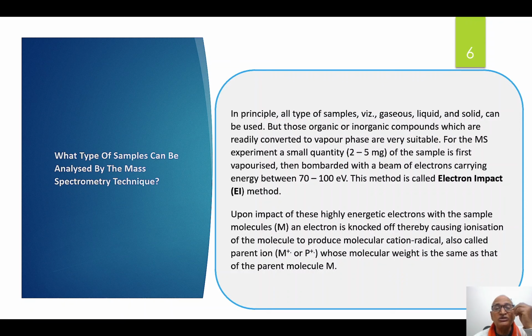The sample is first vaporized, then it is bombarded with a beam of electrons carrying energy between 70 to 100 electron volt. This method is called the electron impact method. Upon impact of these highly energetic electrons with the sample molecule, an electron is knocked off from the molecule, thereby causing ionization of the molecule to produce molecular cation radical, also called parent ion. The symbol is M plus dot or P plus dot. The molecular weight of these ions is the same as the molecular weight of the parent molecule.